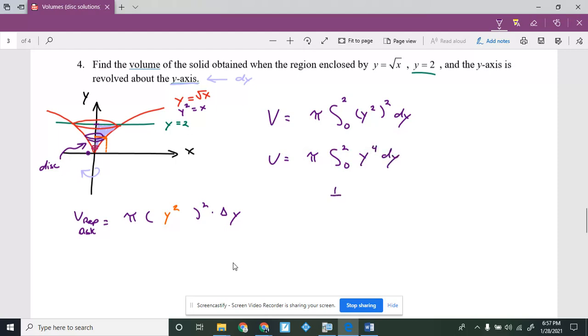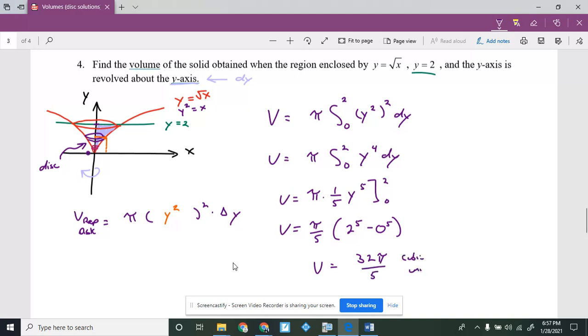Now I integrate it. 1/5 y to the fifth from 0 to 2. Don't forget my pi, right? So that's going to be pi over 5. Pull that out. Let's go 2 to the fifth minus 0 to the fifth. 2 to the fifth is 32. So I'm going to get 32 pi over 5 cubic units.